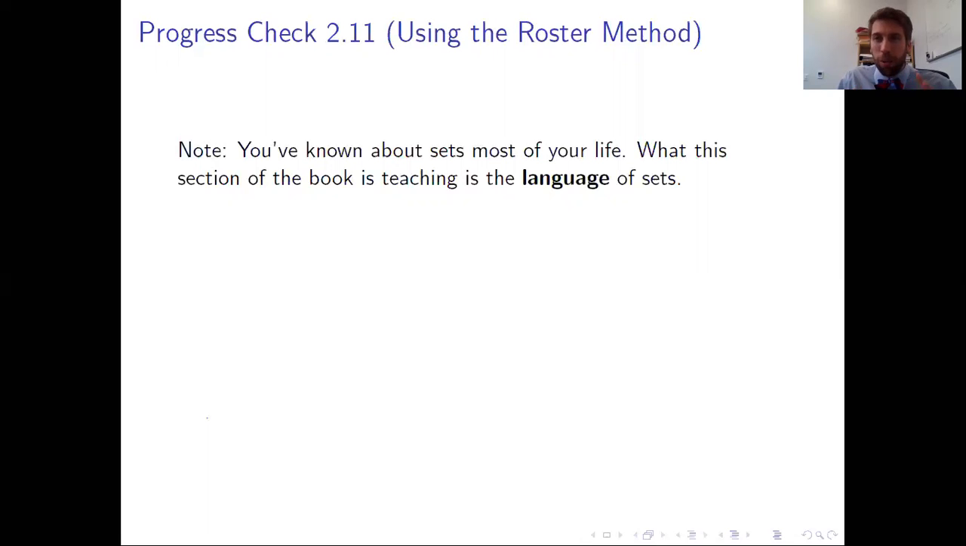And so this language of sets you've known all your life. You've known about sets all your life, but you haven't known the language of sets all your life. This is like if you were in a second grade math course in French. The language is going to be totally different, but you should be able to catch up on the things that you already know. So be aware of the things you already know when you're going through this section.